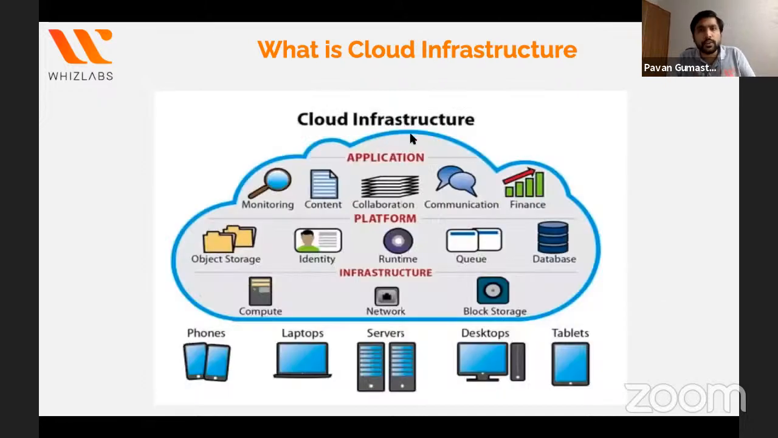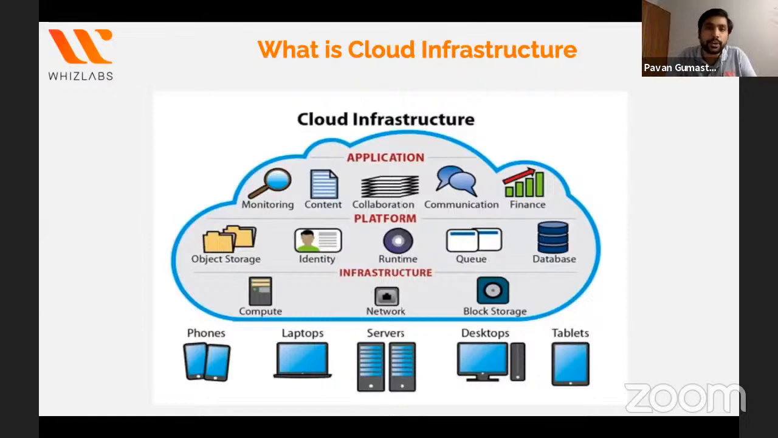So this is a typical cloud infrastructure. As you can see, cloud infrastructure can be categorized into 2 to 3 different formats and types. When it comes to infrastructure, we usually say the main components are compute, network, and block storage. So what is compute? Compute is where we are providing the CPUs. Network is where we are providing the routers. Block storage is where we are storing the data.